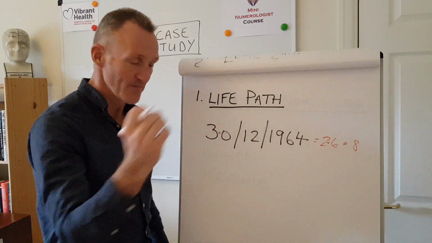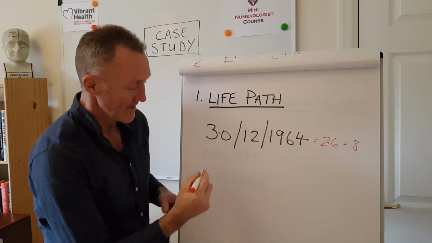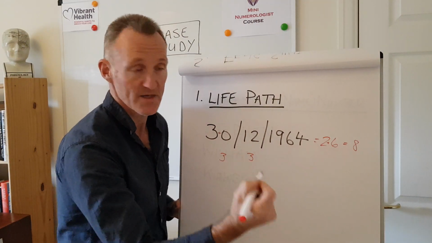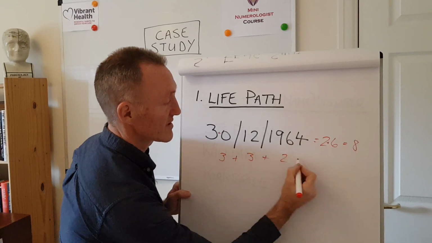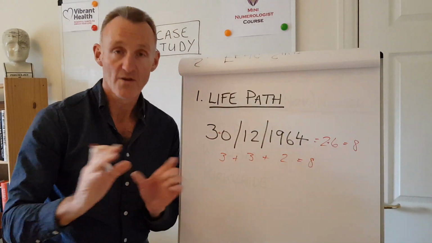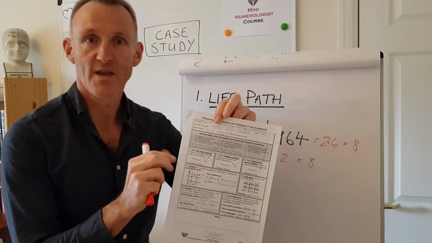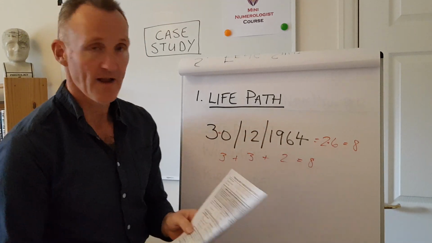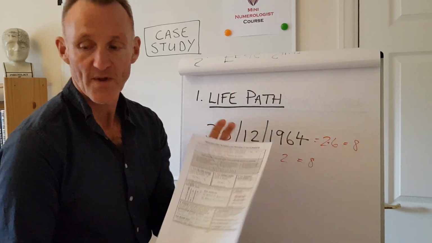To double check it, there's another way we do it. Each of these elements, we add them in turn. So 3 plus 0 is 3. 1 plus 2 is 3. 1 plus 9 plus 6 plus 4 is 20. 2 plus 0 is 2. Put the pluses in there. So 3 plus 3 plus 2 equals 8. All we're doing there is cross-checking. You can use either way. You might see on the camera, but you'll see the document within the course that we always do that to double check. Okay, so Stephen is an 8 life path. Simply put an 8 in the first box. Okay, that's the first one.